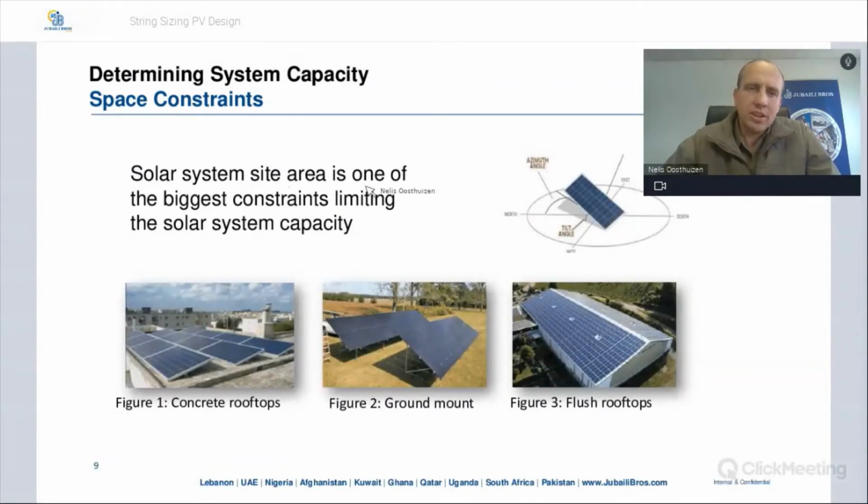Solar system site area is one of the biggest constraints limiting the solar system capacity.